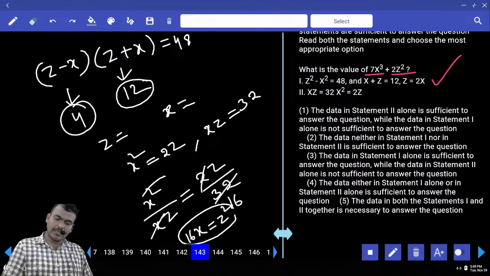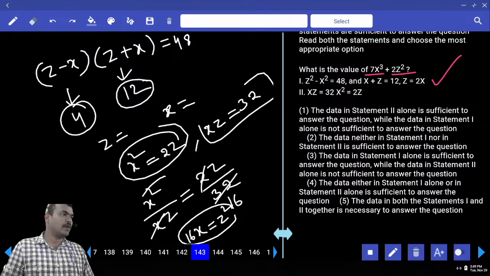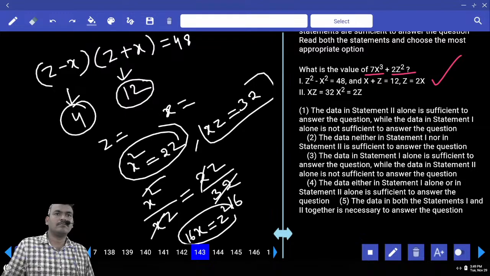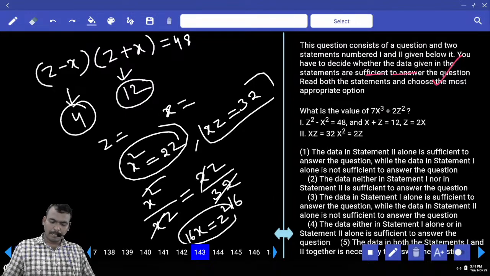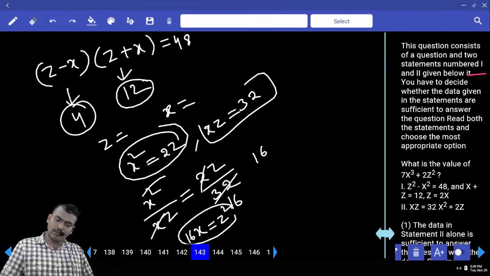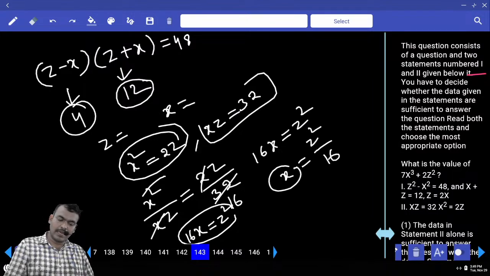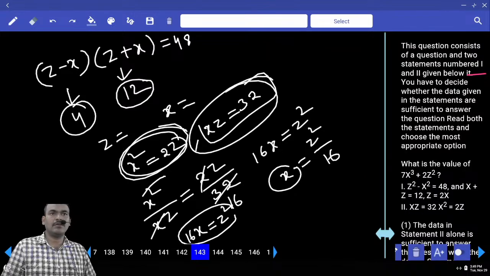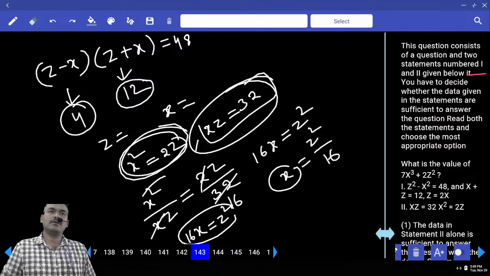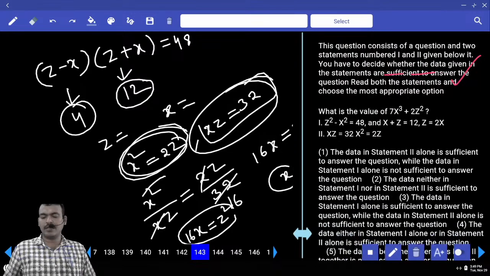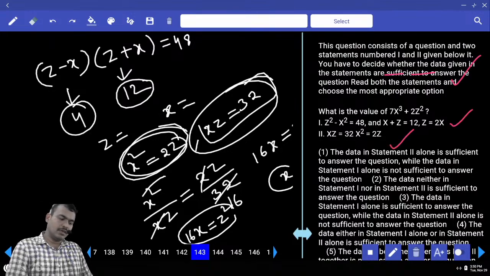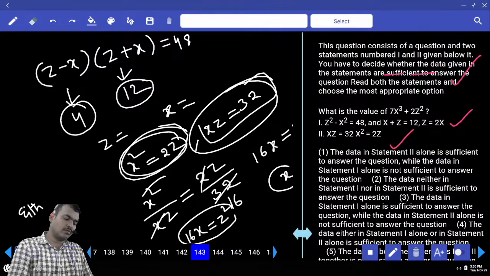Substitute the x value in either this one or this one. We get the z value. 16x equals z square. Then x equals z square by 16. Substitute the x value in either the first one or the second one. We get the z value. If you know the z value, obviously we get the x value. Then is 2 alone also sufficient or not sufficient? Sufficient. 1 alone is sufficient, 2 alone is also sufficient. Then the answer is either 1 or 2.